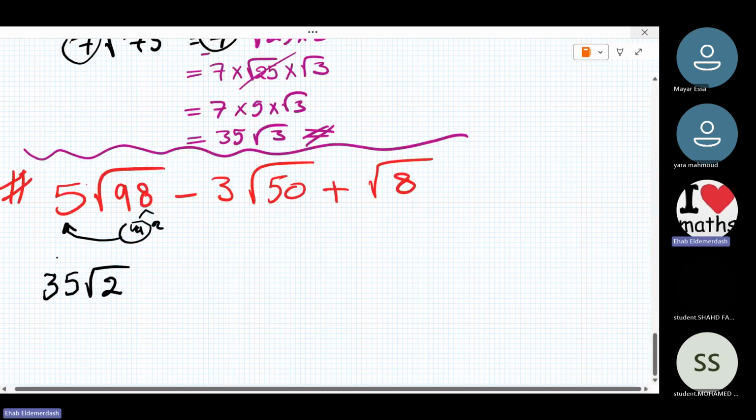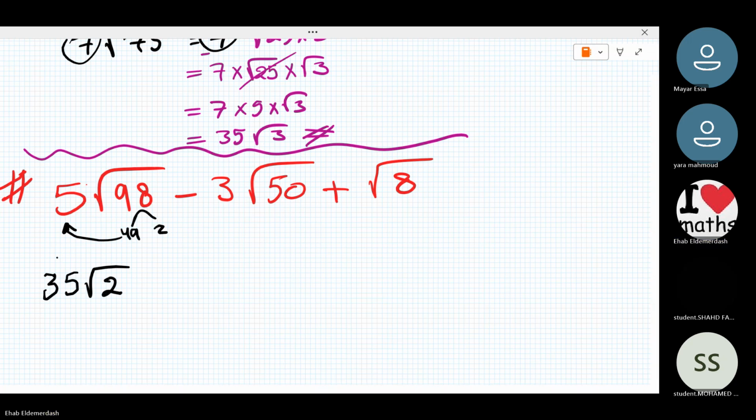Next, I want to see what the root of 98 is. We found that 98 is 49 times 2. The root of 49 comes out as 7. 7 times 5 equals 35, and the remaining part is root 2. Let's go for the next part.